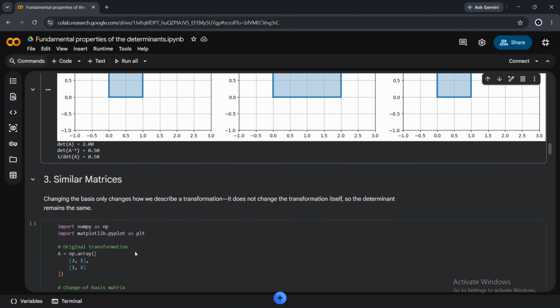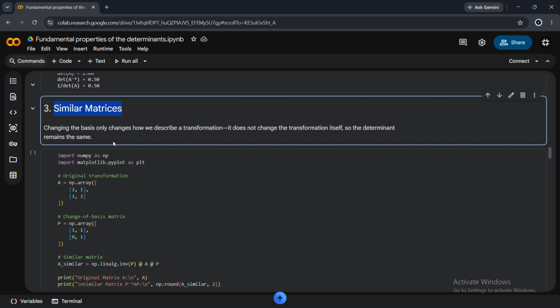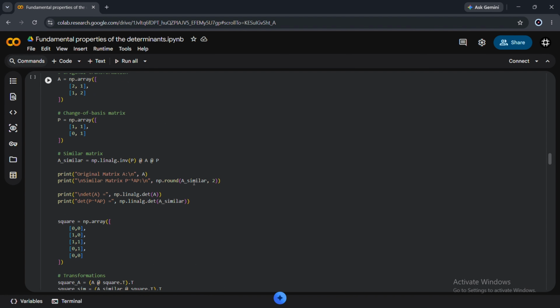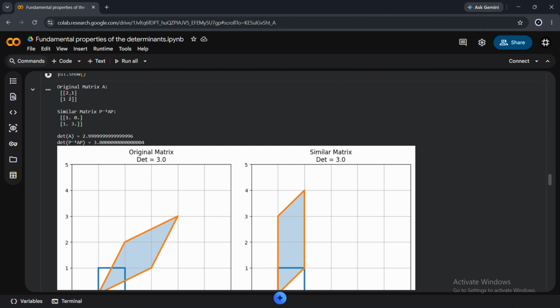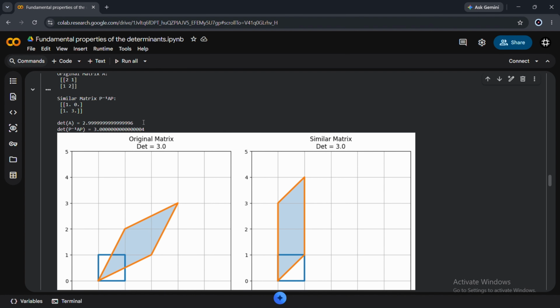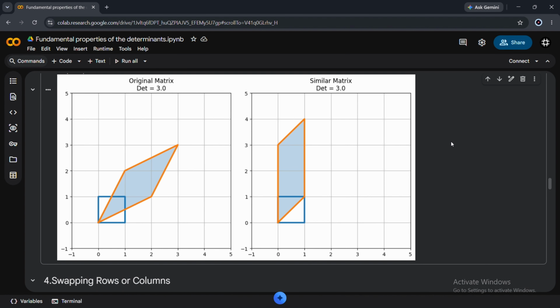Third one is similar matrices. Earlier, we learned that the same linear transformation can have different matrix representations. When we change the basis, these matrices are called similar matrices. Although the matrices look different, they represent the same transformation. So their determinants are also the same. Changing the basis does not change the determinant.